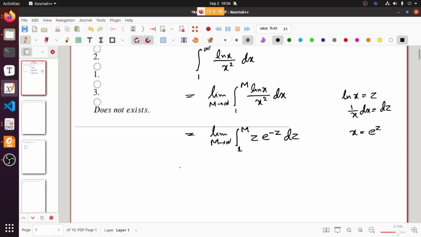Now you can do it by integration by parts. We can integrate this by integration by parts. So what happens if you do it? Take this as the first function.